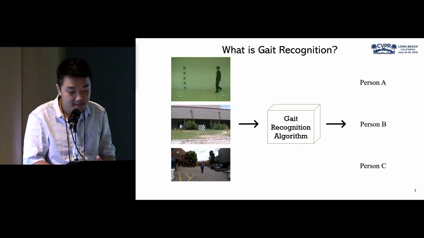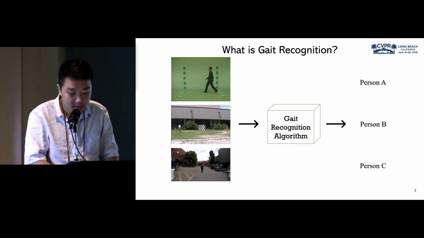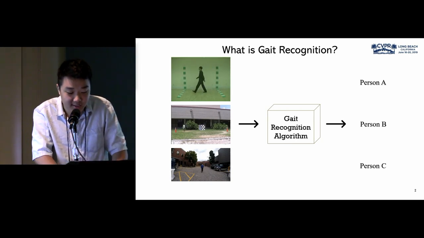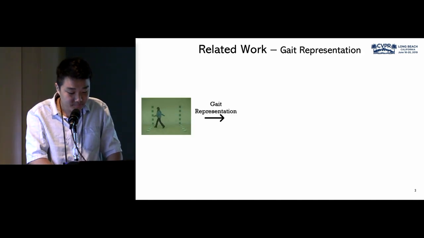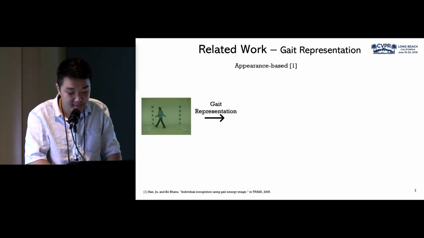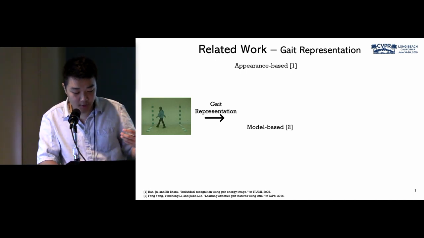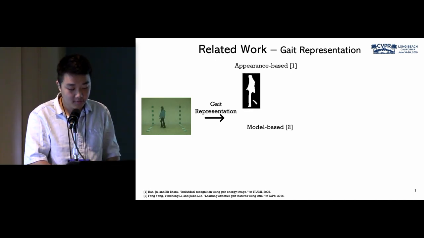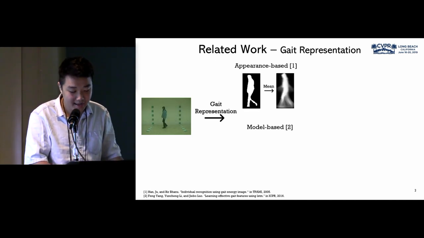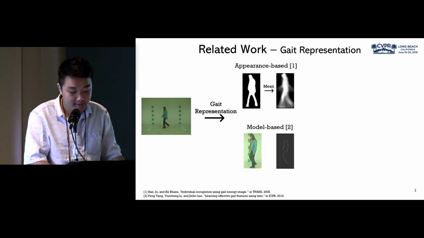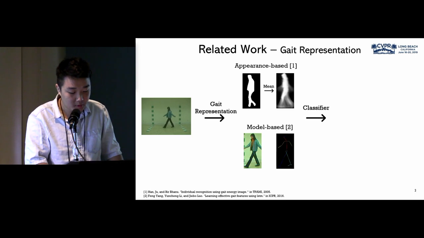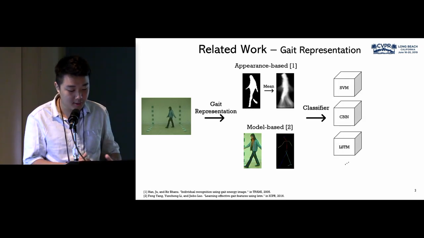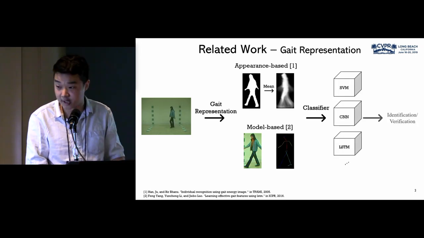It aims to identify individuals by the way they walk under different variations like changing clothes, carrying a bag, or different view angles. There are mainly two types of gait representations, appearance-based and model-based. For example, GEI is appearance-based. It uses the average silhouette as the final representation, and 2D pose estimation is an example of model-based. Then both can be sent to a classifier to perform the recognition.